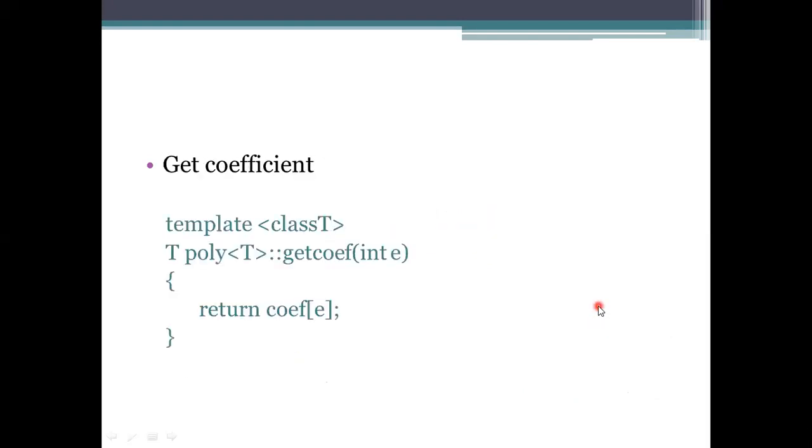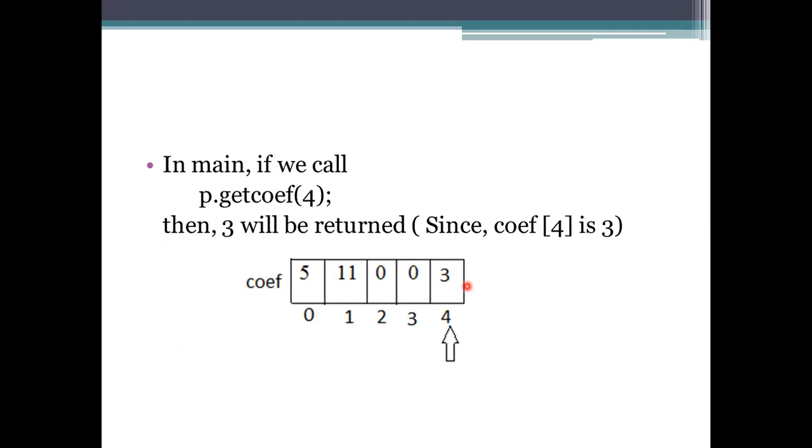And get the coefficient means simply we need to mention the exponent here. For which degree or which exponent you want to get the coefficient, you need to specify there. So coefficient of E means coefficient of 0. Coefficient of 0 means x naught. X naught value is 5. So it will display the value 5. If I want to get the coefficient of 4, then what will it return? It returns the value 3, because the coefficient of 4 is representing the value 3 here. So simply we need to mention the address, that is the subscript, and it allows us to access the values here.